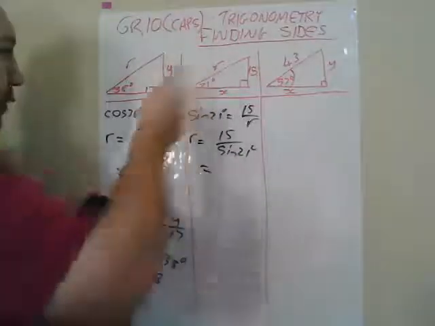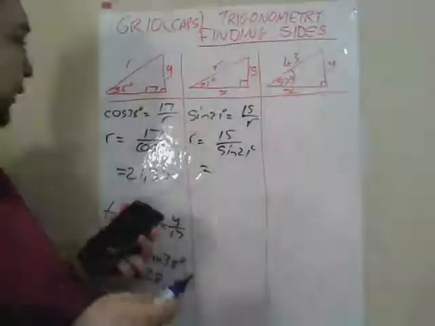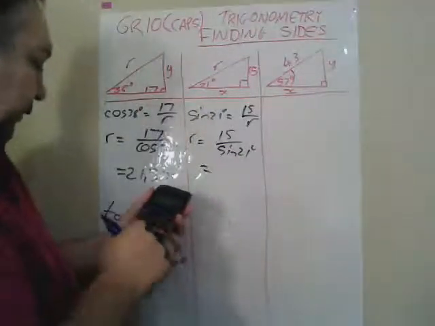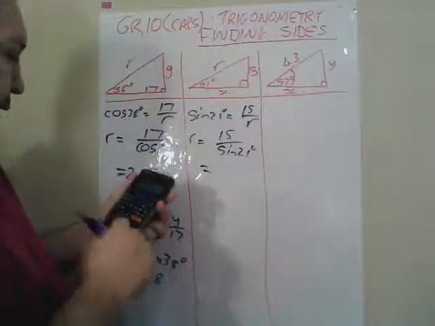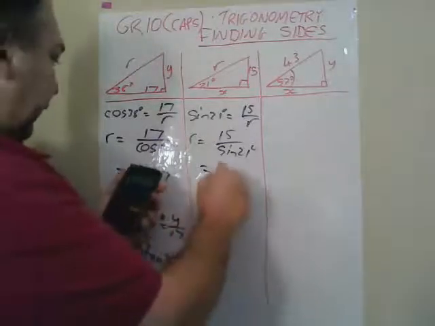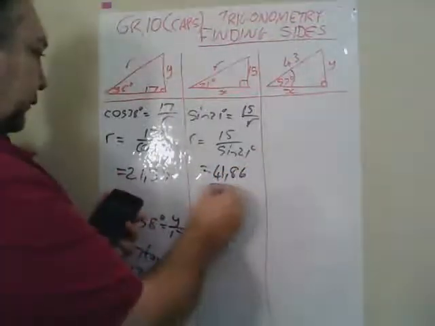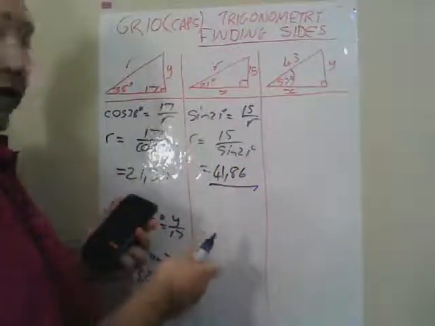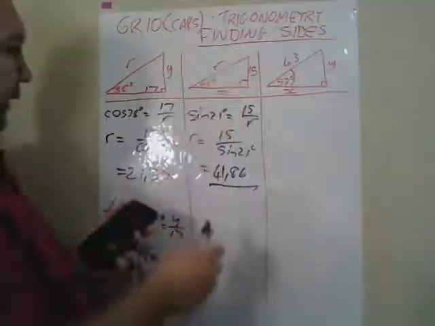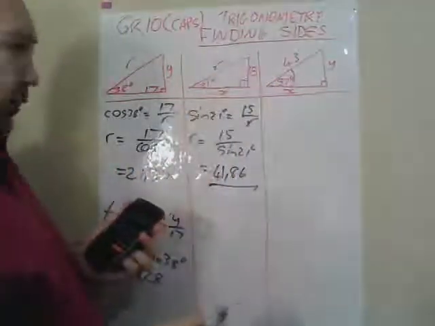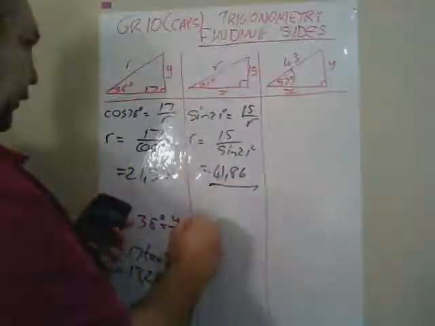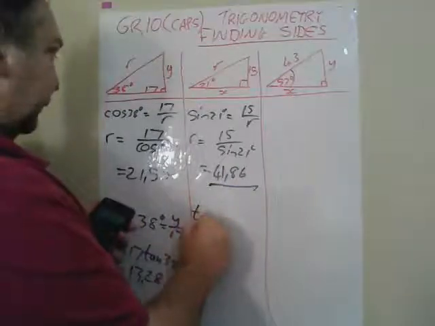And you'll find that the r will always be the longest side in the triangle. So 15 divided by sine 21 is 41,86. Now again, we could use Pythagoras to get x because we've got the r and the y, but I'm just going to use tan.